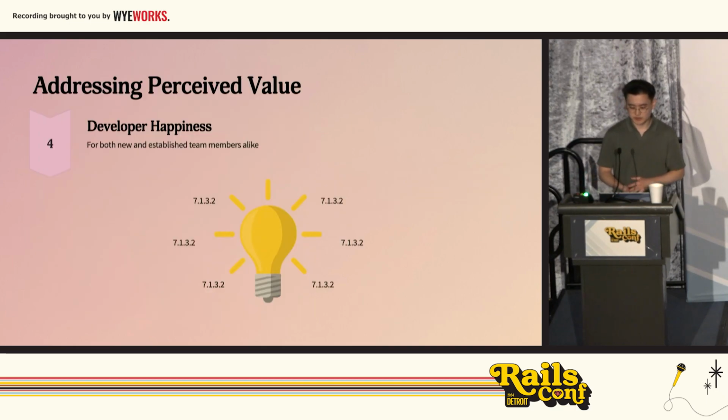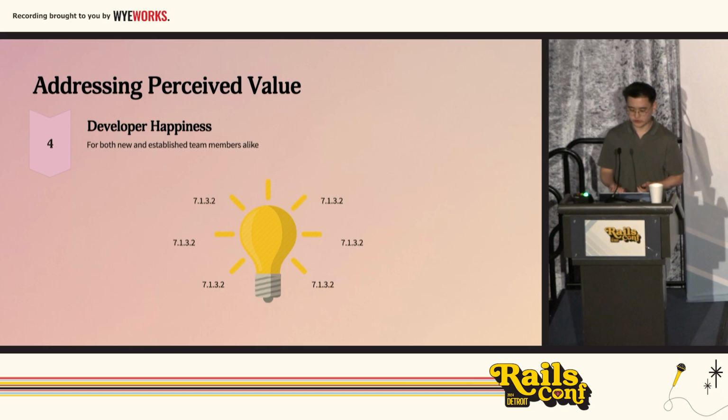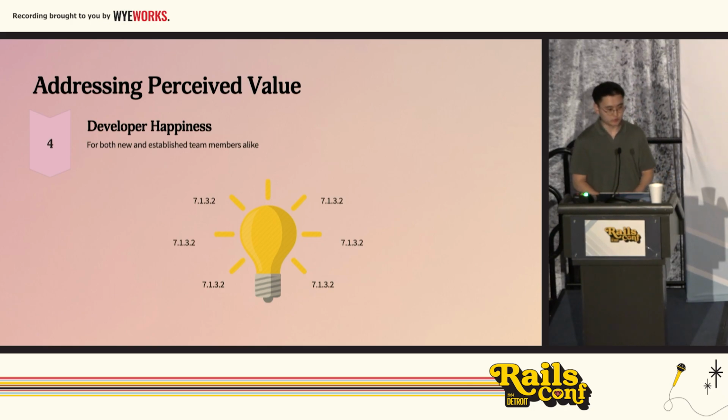Lastly, keeping apps up to date is a net positive in terms of developer happiness for both new onboarding developers and established team members alike. As a developer onboarding for the first time to a new team, project, or company, imagine how nice it would be to only need a single minor version of Ruby and ensure consistency across any organization repository.